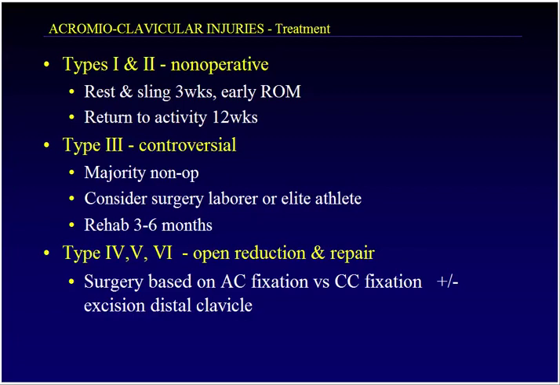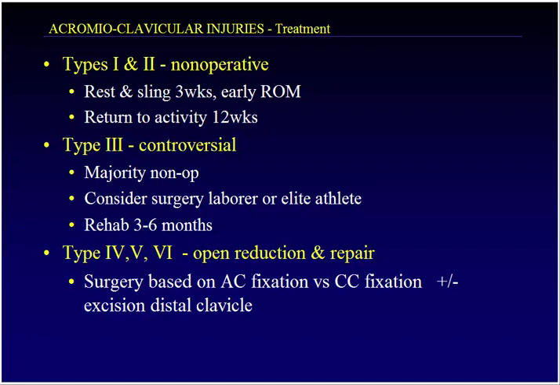The type 3s, again, these are the ones where the AC and the CC ligaments are disrupted. The treatment of these is somewhat controversial. Most of them should probably be treated non-operatively. If you have a very elite athlete or a manual laborer that really needs to get back to full shoulder function as soon as possible, then those may be patients where it would be appropriate to consider surgical intervention to basically reduce the AC joint and stabilize it through some technique, typically through some involvement of fixation of the lateral end of the clavicle to the coracoid process.